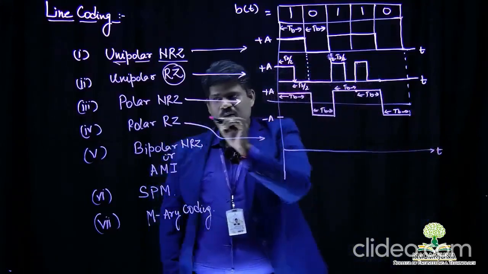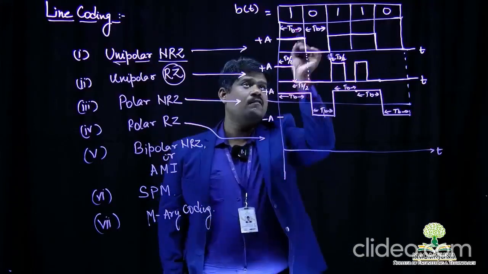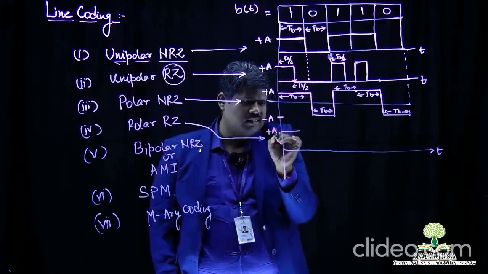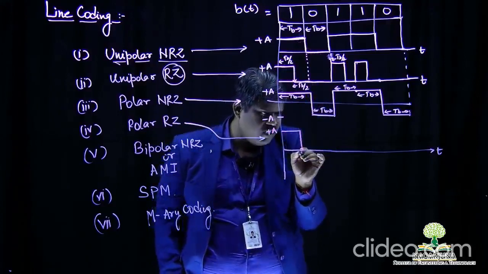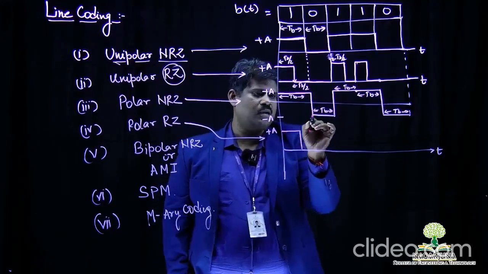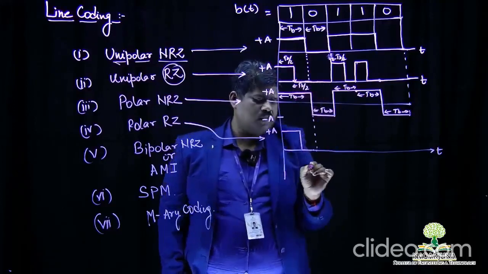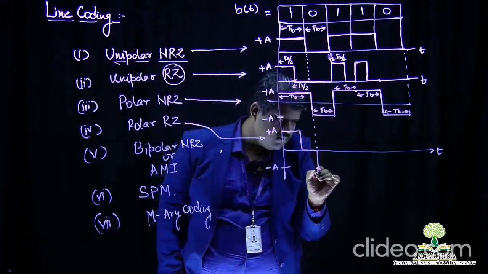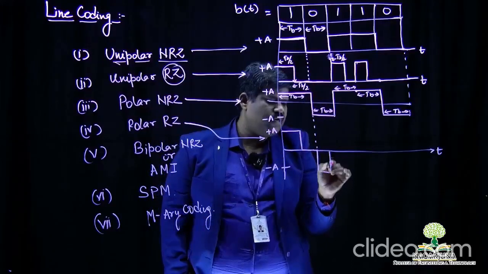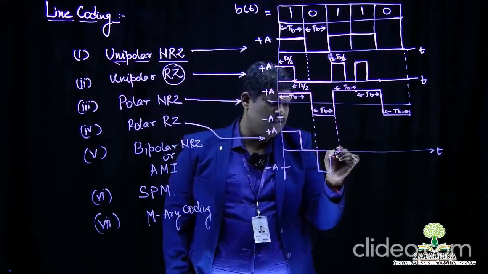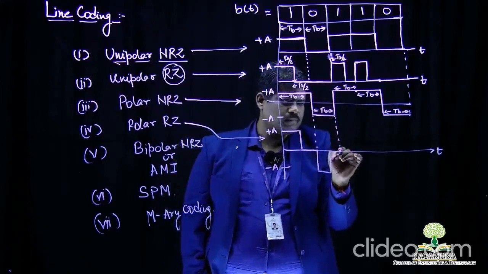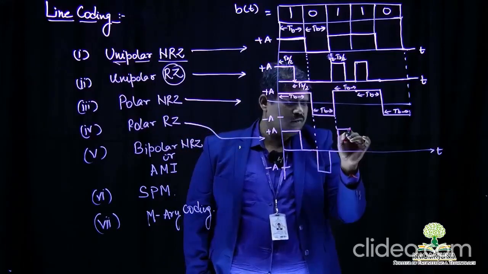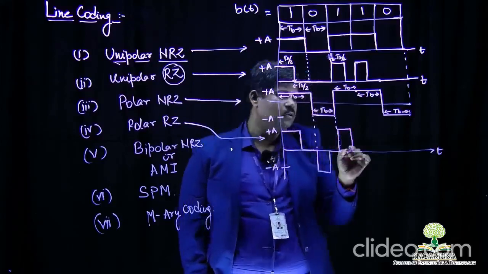Because it is a polar RZ, what will happen? For half of the bit interval, it will be plus A. For the remaining half of the bit interval, it will return to 0. Again, for 0, for half of the bit interval it will be minus A, and for the remaining half it will return to 0. Again, 1 is there: for half of the bit interval it will be high, and for the remaining it will return to 0.